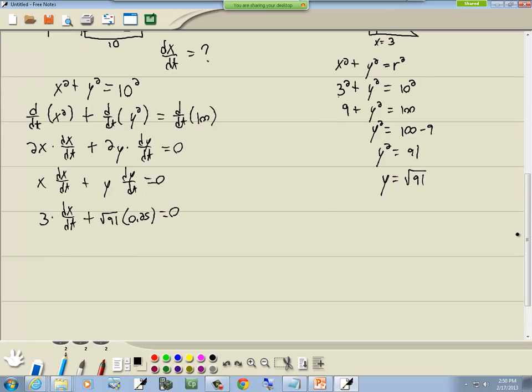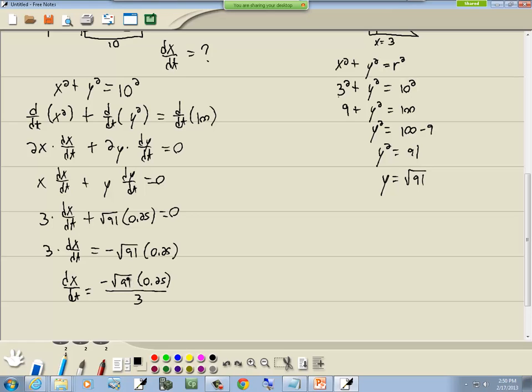Okay, well, I want to solve for dx/dt, so I'm going to go ahead and take that square root of 91 times 0.25 to the right side, and we got negative square root of 91 times 0.25. Divide both sides by 3, and we got dx/dt is equal to negative square root of 91 times 0.25 over 3.